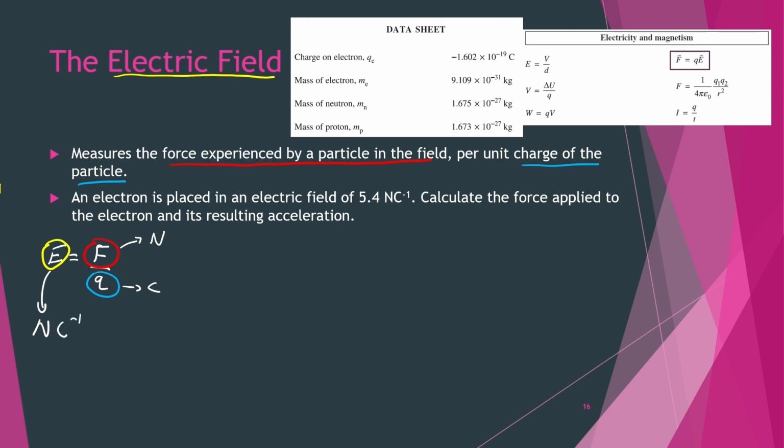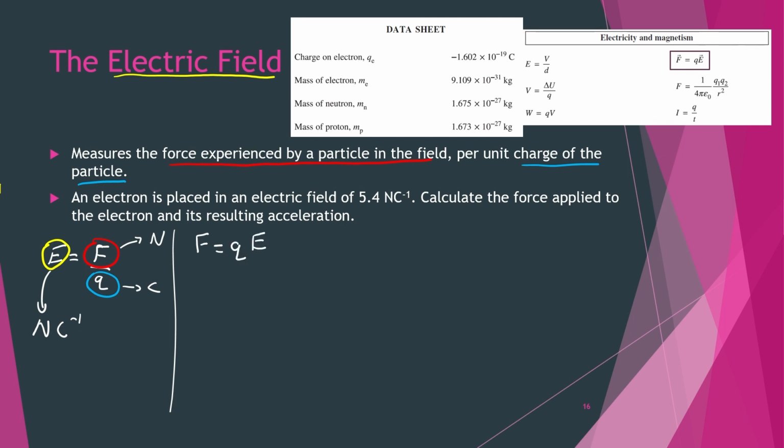Assuming that we know 2 of the variables, we can use this 3-variable equation to calculate for any of the unknowns in given scenarios. One of these scenarios is given in the second dot point. It says an electron is placed in an electric field of 5.4 newtons per coulomb, and that we're to calculate the force applied to the electron and its resulting acceleration. So in this question, I can use F is equal to QE.